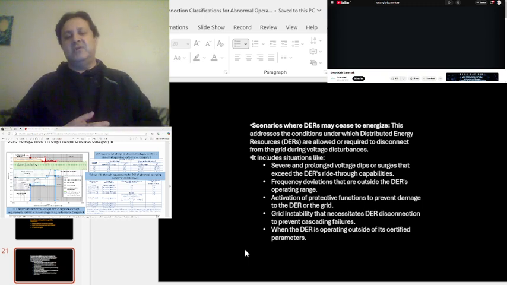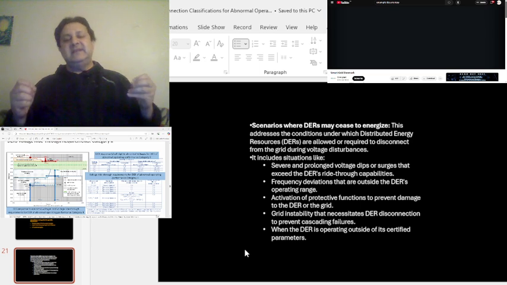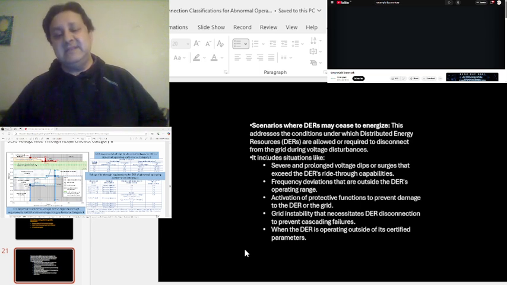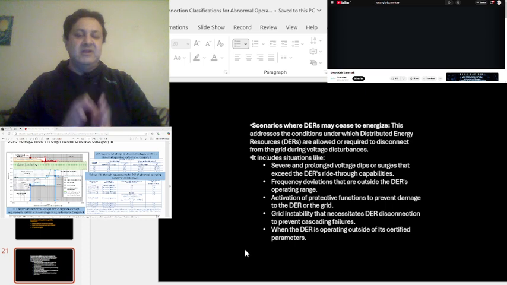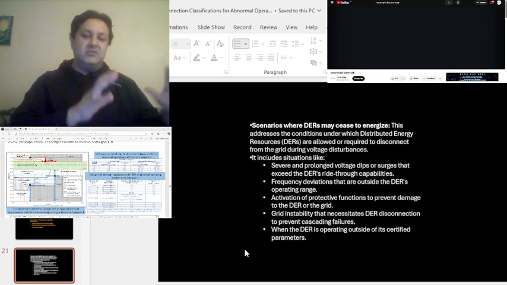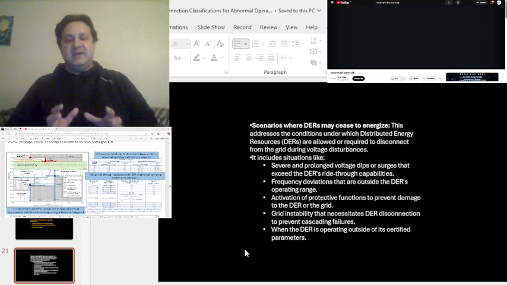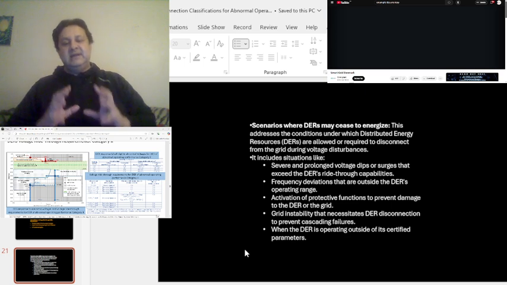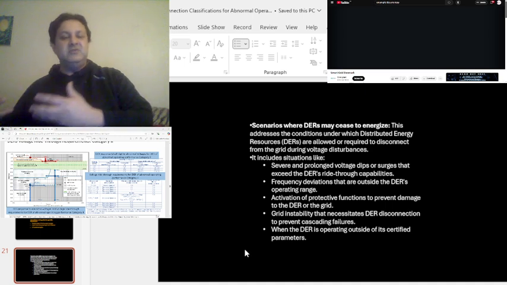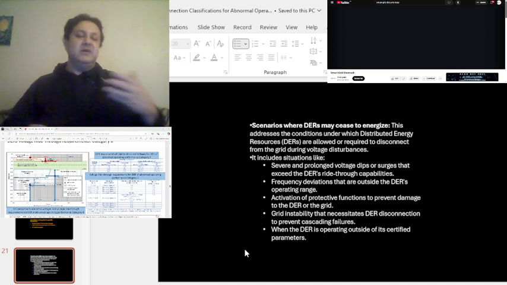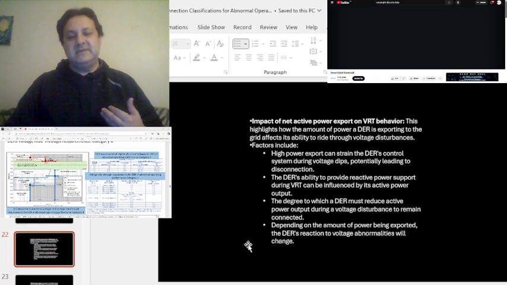or go off. Grid instability that necessitates DER disconnection to prevent cascading failure, because with cascading failure we have to be very careful that we are just protecting one or two segments of the entire infrastructure or the grid, and that should not be at the cost of failure to other segments.